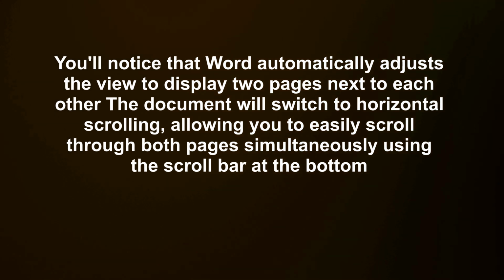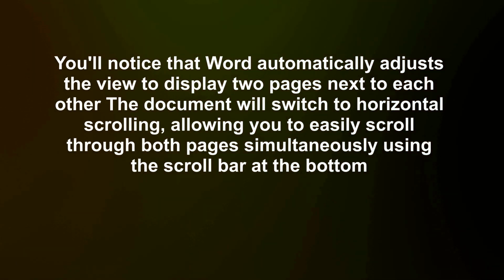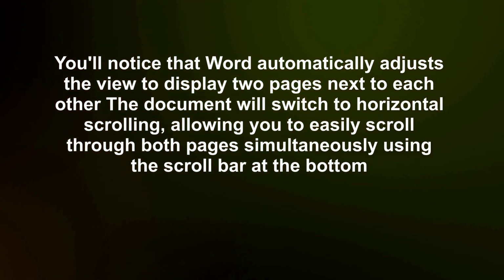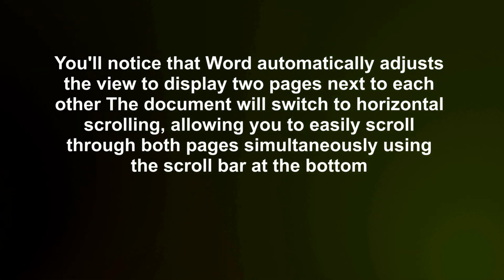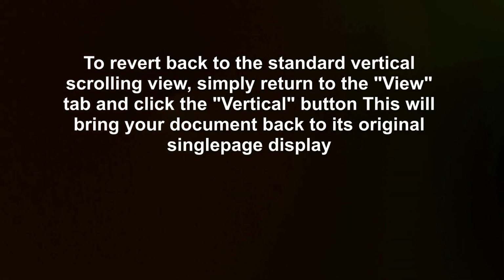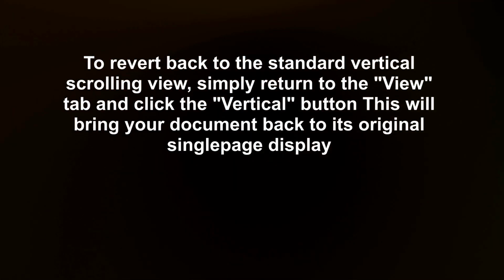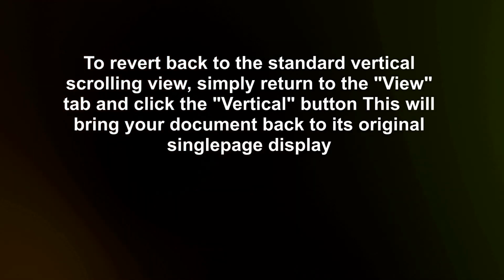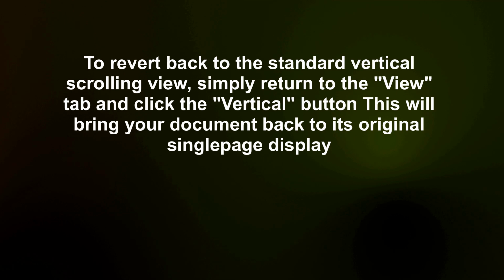The document will switch to horizontal scrolling, allowing you to easily scroll through both pages simultaneously using the scroll bar at the bottom. To revert back to the standard vertical scrolling view, simply return to the View tab and click the vertical button. This will bring your document back to its original single-page display.